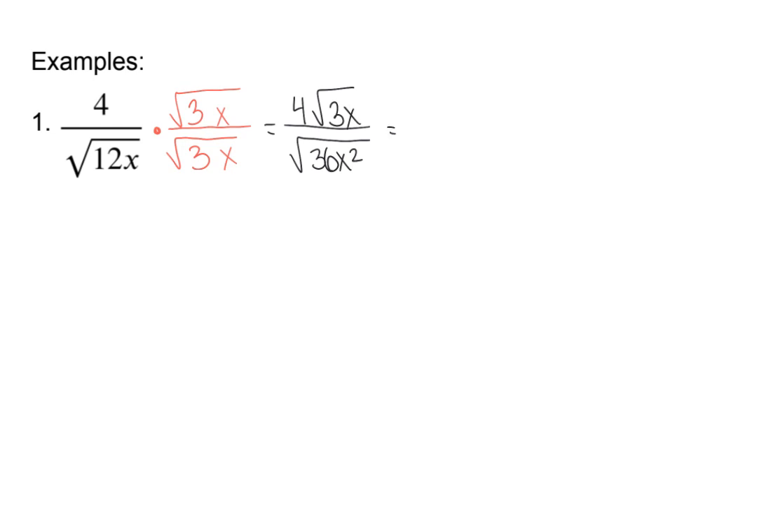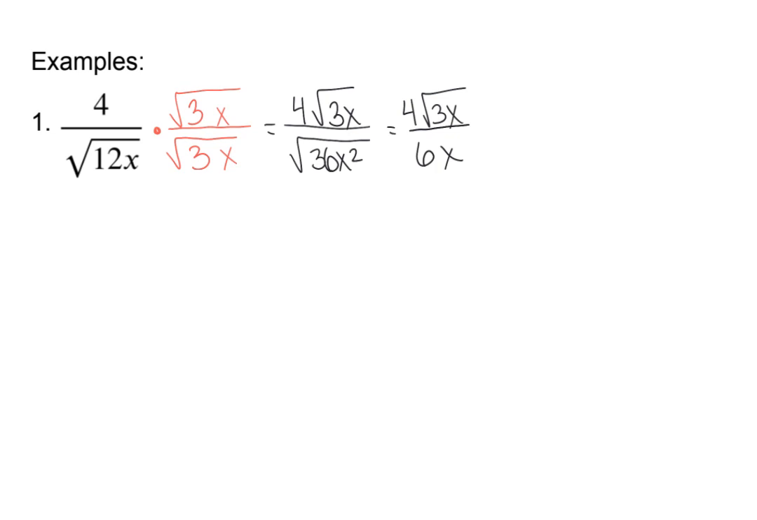If we've done this correctly, the root on the bottom should go away. So the square root of 36 is a regular 6, and the square root of x squared is a regular x, and so we have successfully rationalized the denominator. There is no more root in the bottom of that fraction.